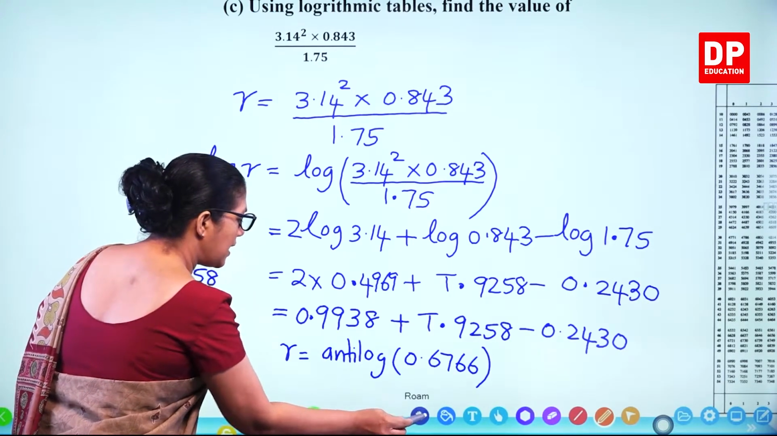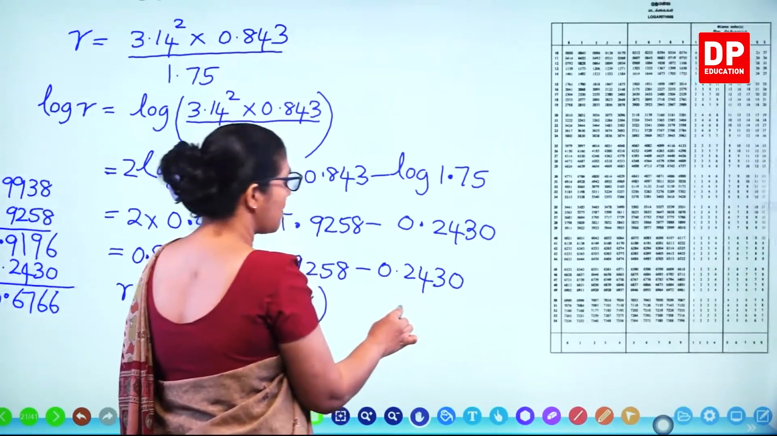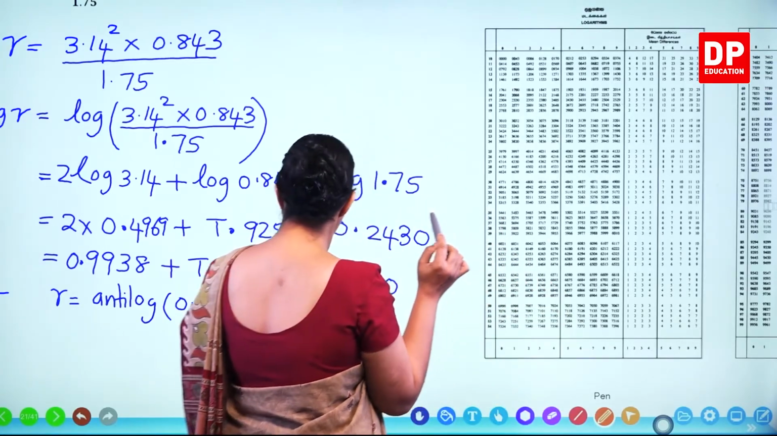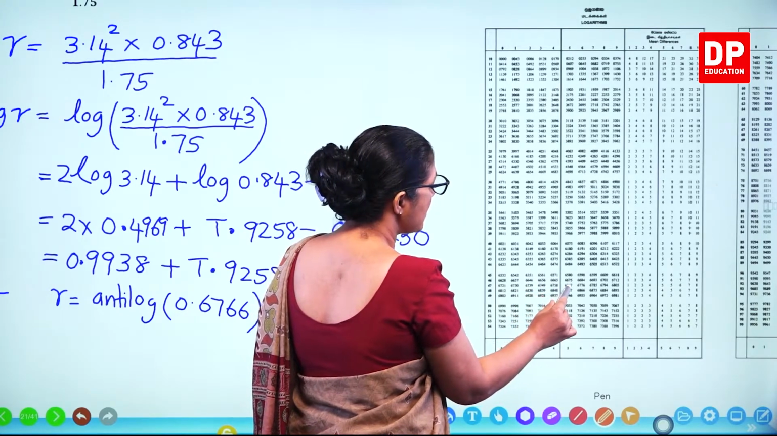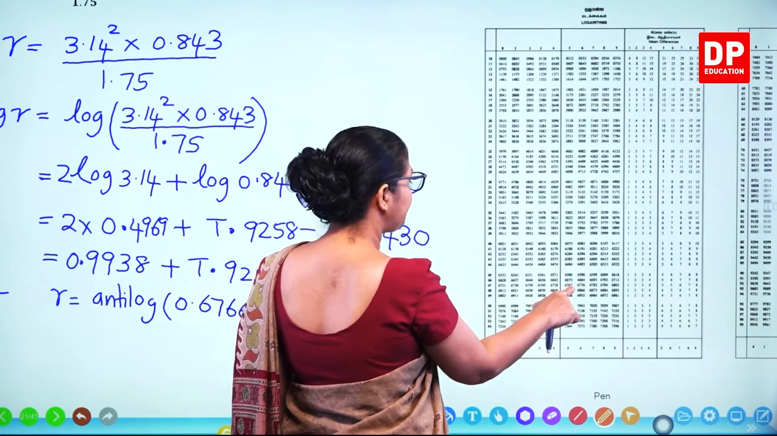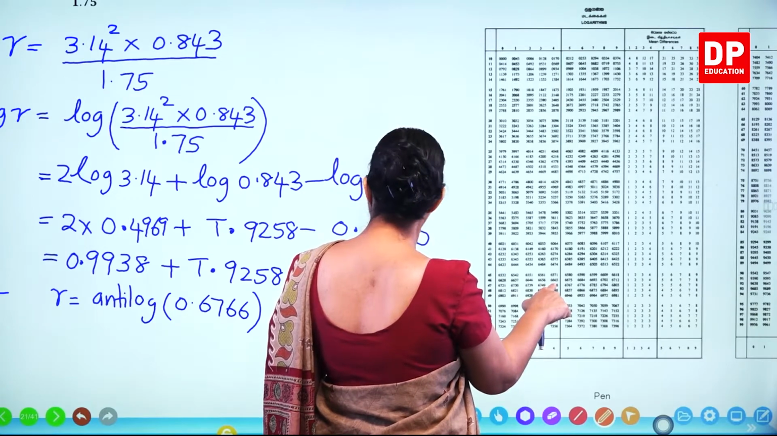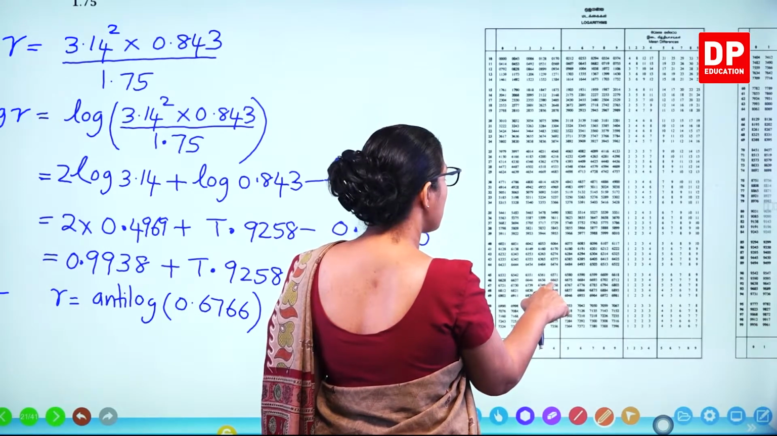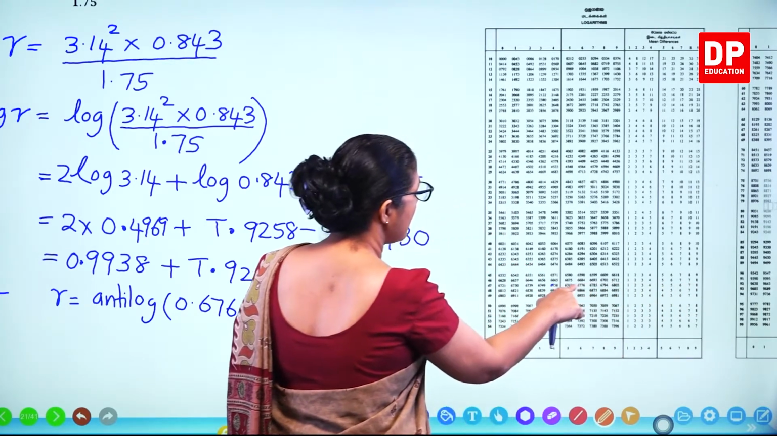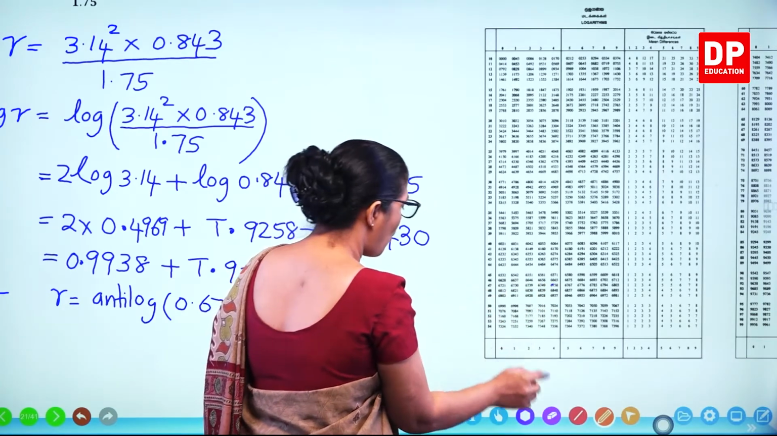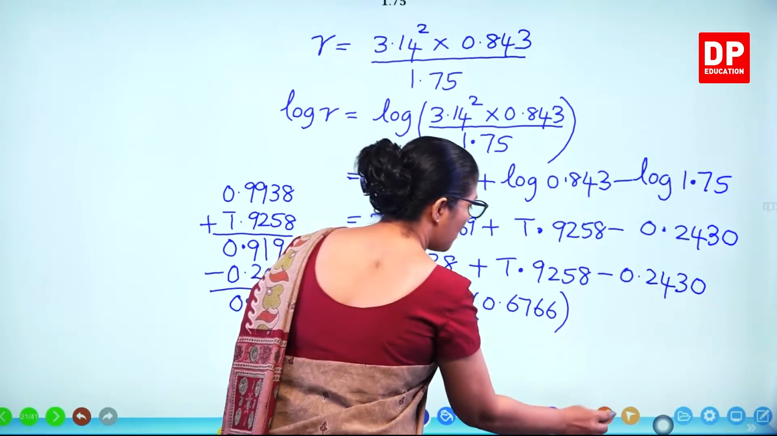Antilog 6766, you have to refer to the table. 67 is there. If you take 58, this is 66 now, you need another 8. Another 8 from 9. So, 4749. 4749 is the value.